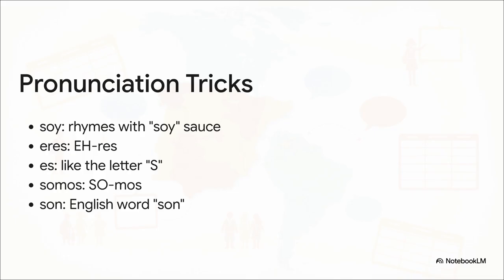For eres, it's just 2 syllables, res. For es, just say the English letter S out loud, S. That's it. For somos, really emphasize that first part, so-mos. And for son, it literally sounds exactly like the English word son, as in a parent's child, son. See? You are already a natural at this.